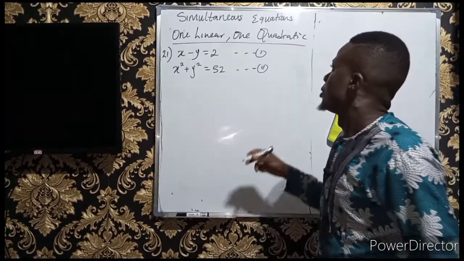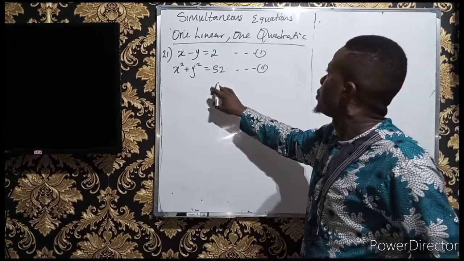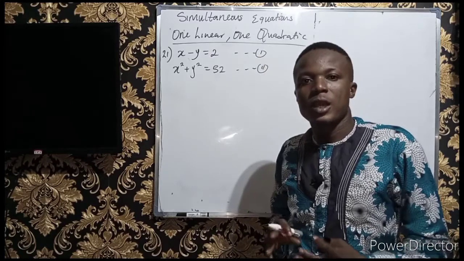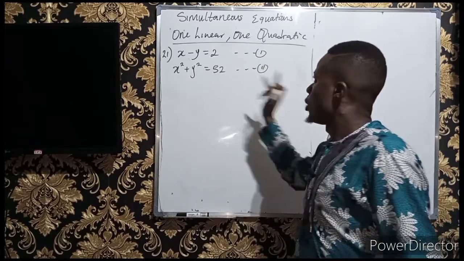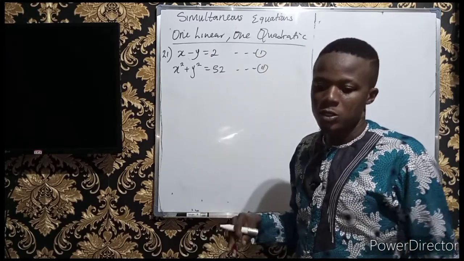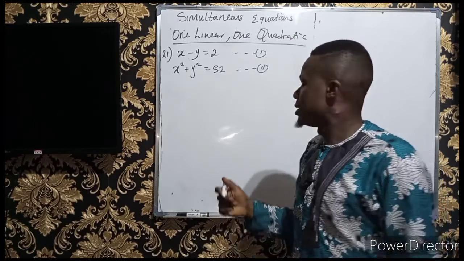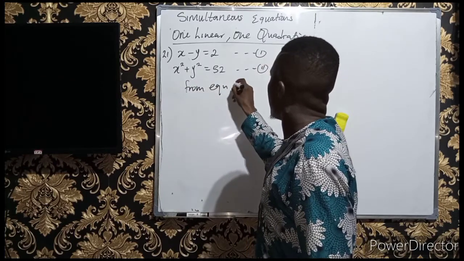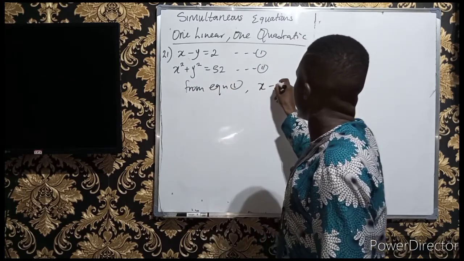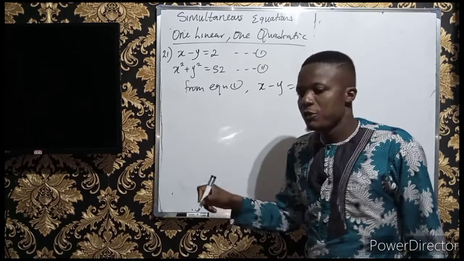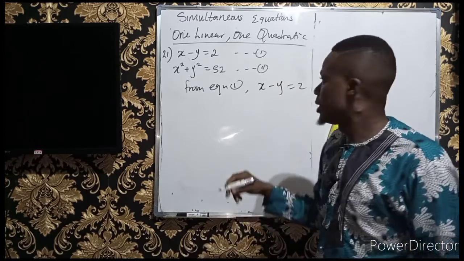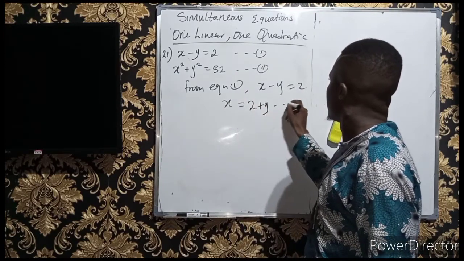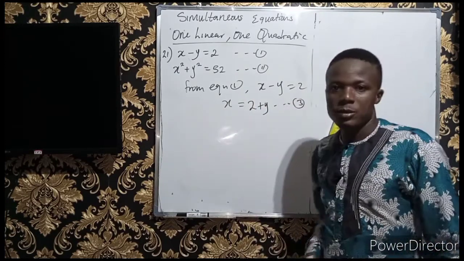Okay. So at this point, we are going into one quadratic. We call it simultaneous linear and quadratic equation. We'll take just one problem, which is this one. Then we go into simultaneous equation that involves indices. So to solve this, just say from equation 1, we have that x minus y is equal to 2. You are free to make either x or y the subject of the formula. So I can write that x is equal to 2 plus y and call it equation 3 when I make x subject of the formula.